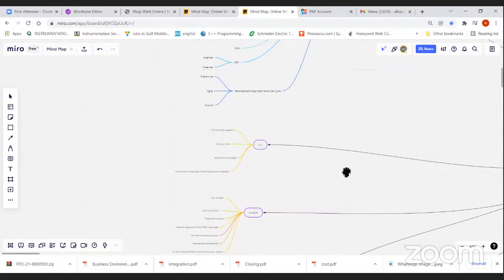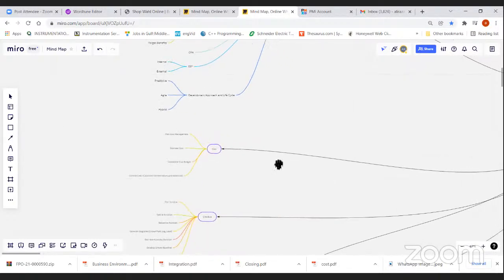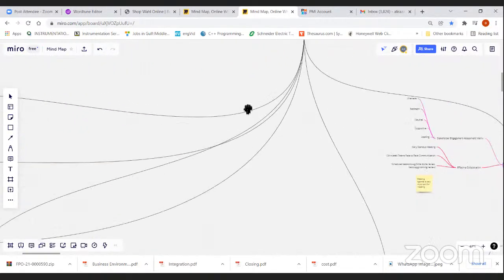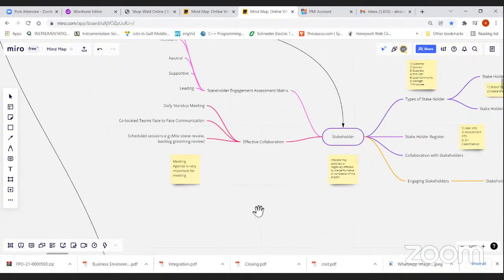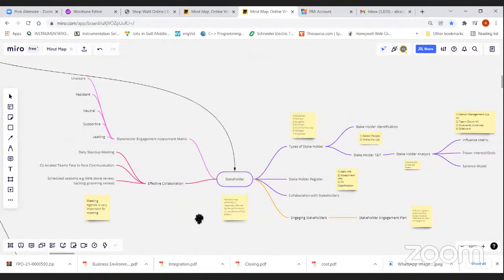communication, resources. Yes. Okay, Usman bhai, please take the lead. Okay. So shall we start with the stakeholder? Yes, you can take the lead for stakeholder.